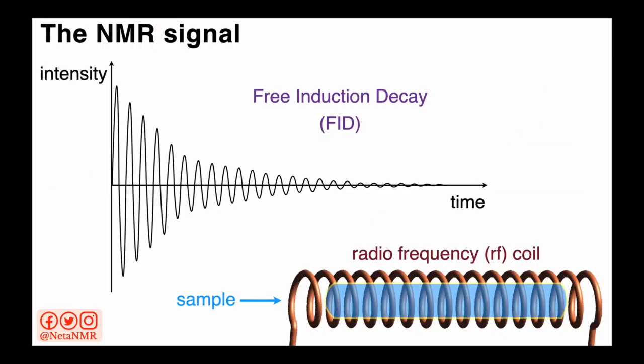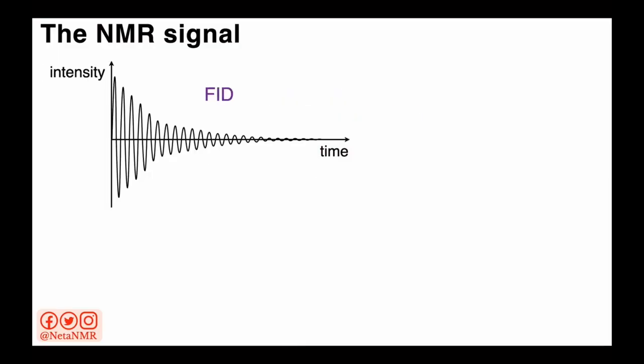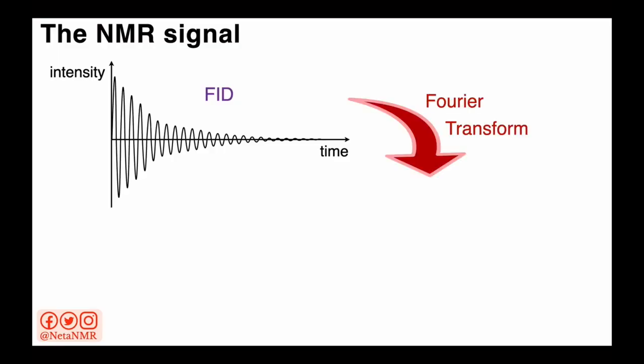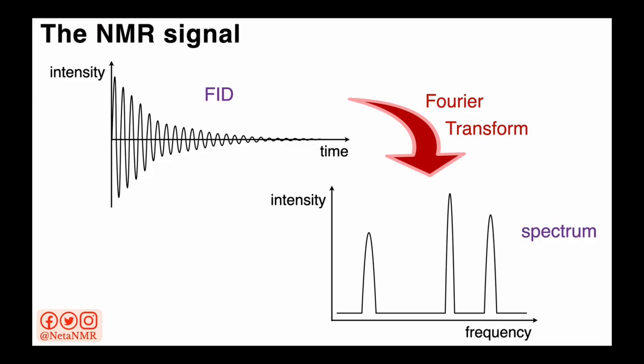This spin transition is then detected, and as the magnetization returns to equilibrium, the signal is detected by the coil and it is recorded as a free induction decay. This is the NMR signal as a function of time. And if we apply to this signal a mathematical transformation called a Fourier transform, we can transform the signal from the time domain to the frequency domain. Here we have peaks that appear at different frequencies, and this is called an NMR spectrum.